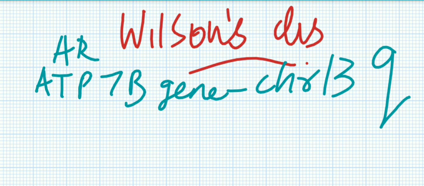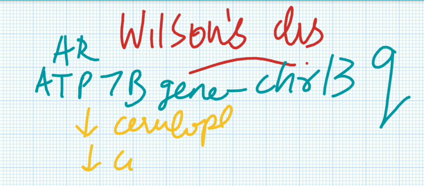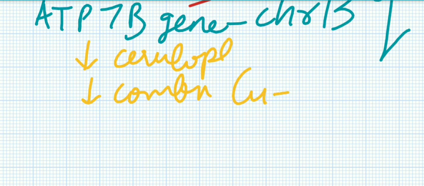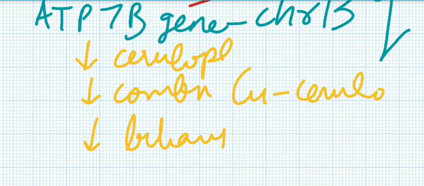So there will be decreased ceruloplasmin in blood, decreased combination of copper with ceruloplasmin, decreased biliary excretion of copper. So as a result, what happens? There will be accumulation of copper.